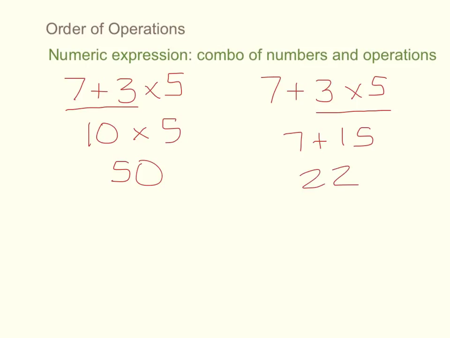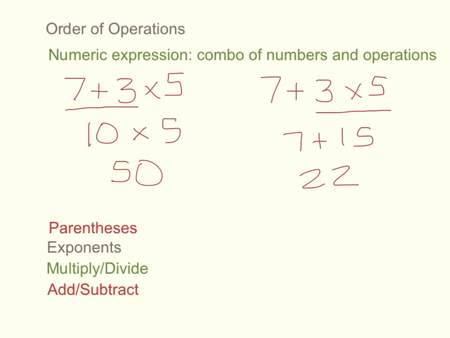So doing the operations in a different order, in this one the plus first, and in this one the times first, we get different answers, and we just can't get different answers. We all have to come up with the same answers. So there are some rules for what order to do the operations.